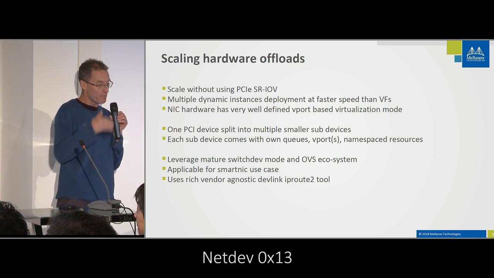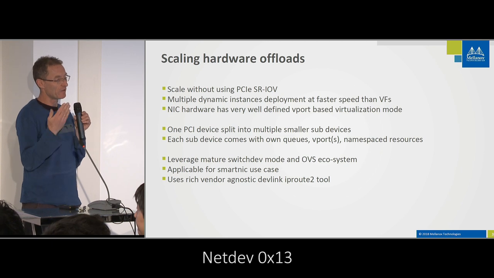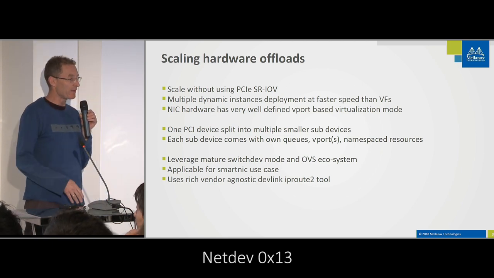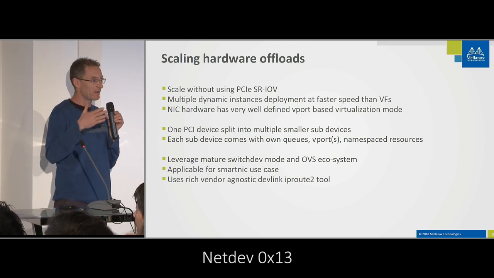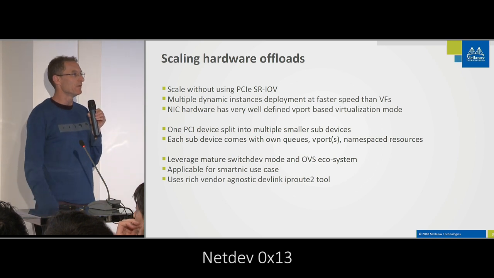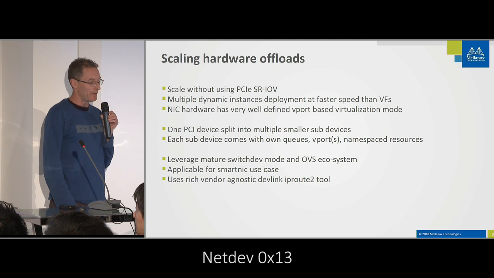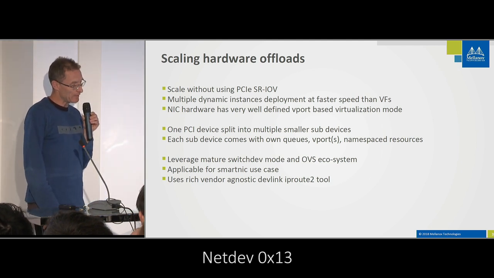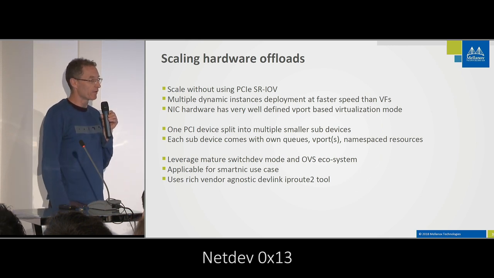And then, if we manage to do that, the nice thing is that we can leverage this SwitchDev infrastructure in the kernel, which has been there since kernel 4.8, 2016, and applies in OVS and in the ecosystem. That would be a nice win. One other thing that we also want to require is that it be applicable for SmartNIC environments, okay?